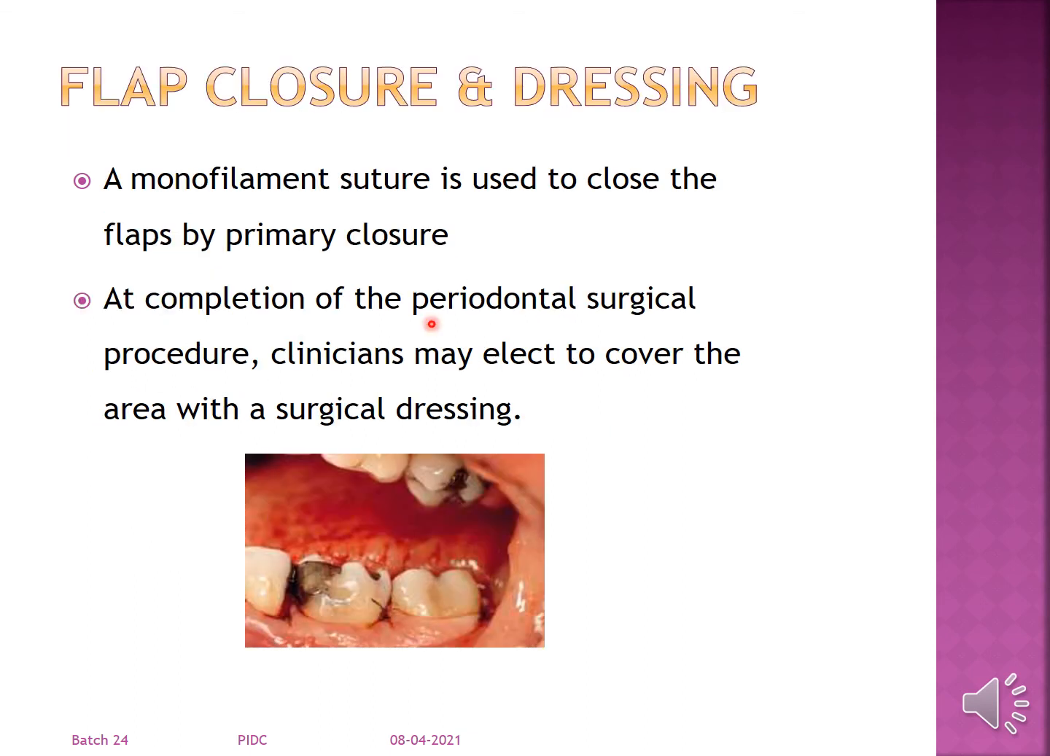Coming on to the flap closure, a monofilament suture is used to close the flaps by primary closure. At the completion of the periodontal surgical procedure, clinicians may elect to cover the area with a periodontal dressing. So you have seen that the graft is sutured with the help of a suture material, and if required, you can go for a periodontal dressing with the help of Coe-Pak.